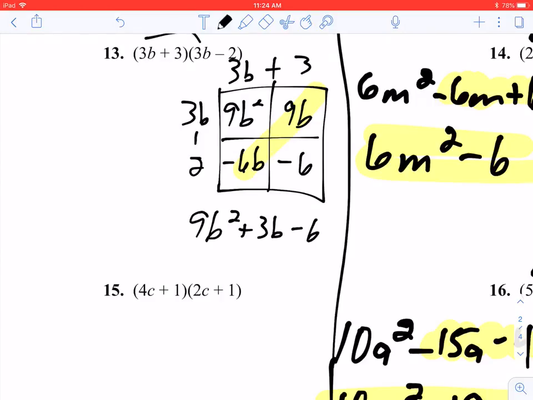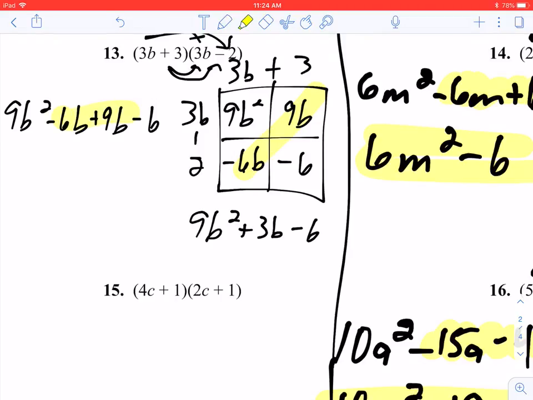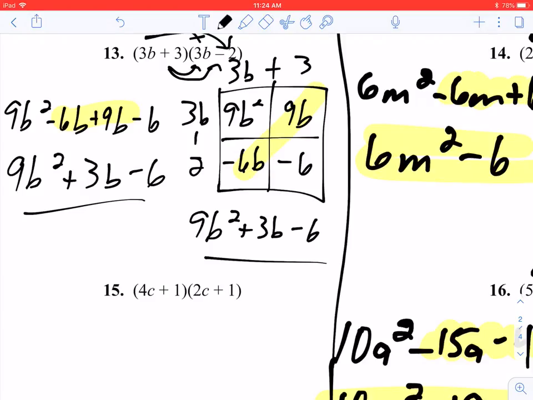Now doing the FOIL method. The first terms, 3b times 3b is 9b squared. 3b times negative 2 is negative 6b. 3 times 3b is 9b. And 3 times negative 2 is negative 6. These are the like terms. So we have 9b squared plus 3b minus 6. And that matches that. So we did it right.